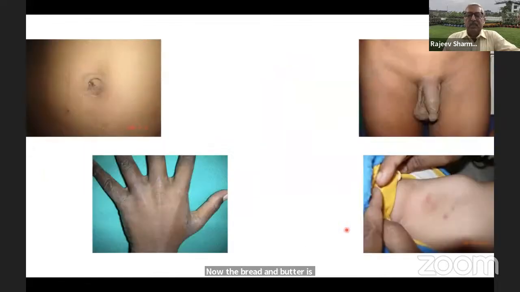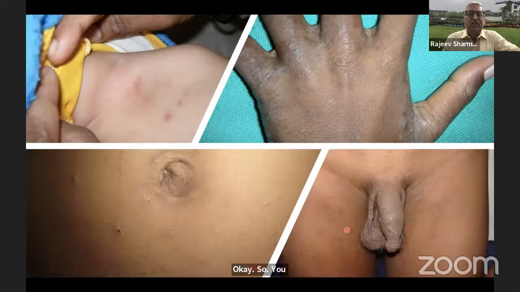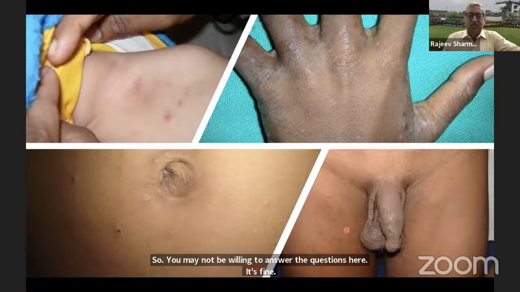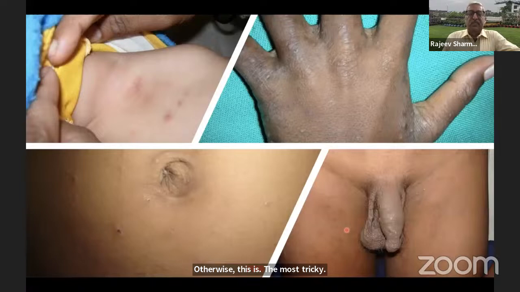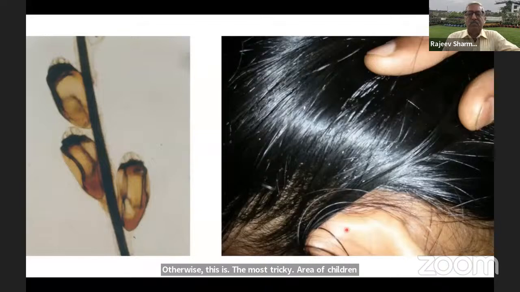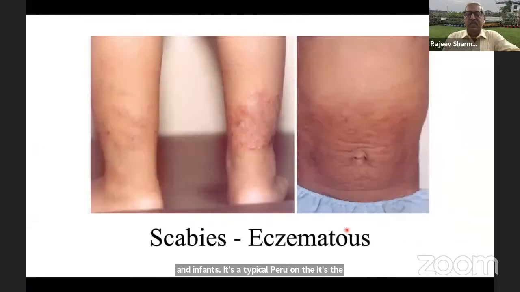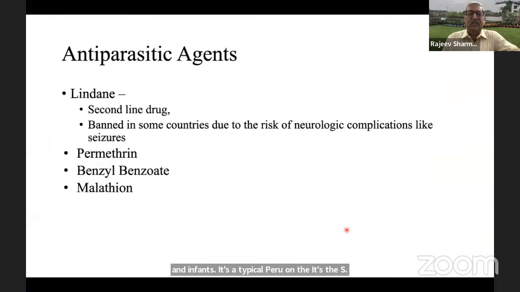These are patients with scabies, different areas being involved. So you may not be willing to answer the questions here. It's fine. Otherwise, this is the most tricky area of treating children and infants. It's a typical burrow on the penis, it's a pediculosis, eczematization in a patient with scabies, another eczematous lesions in scabies.